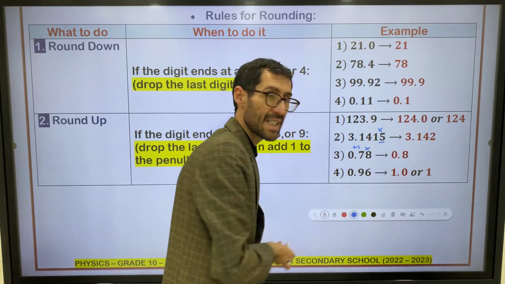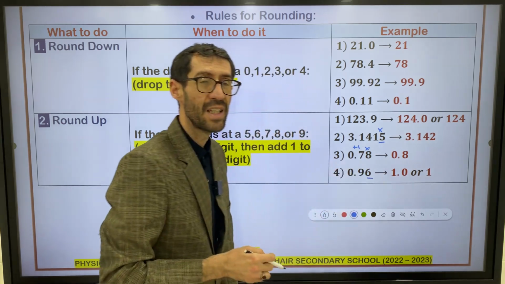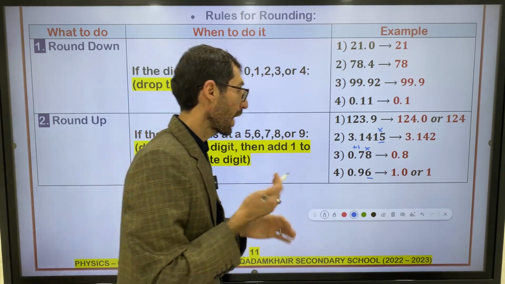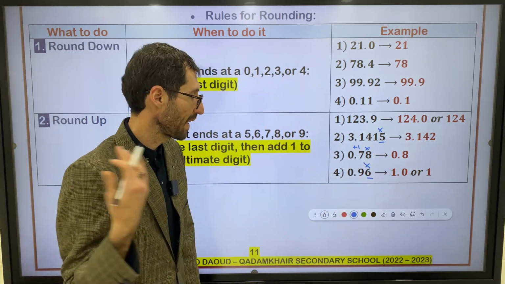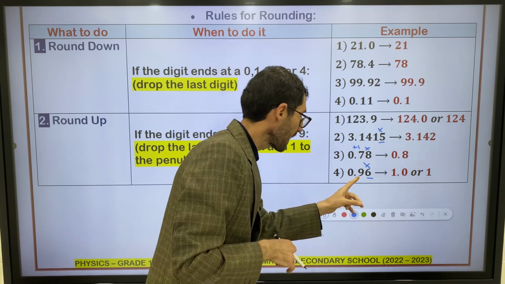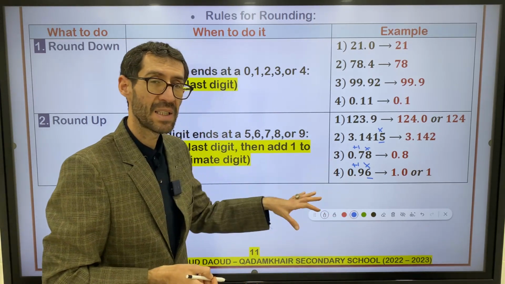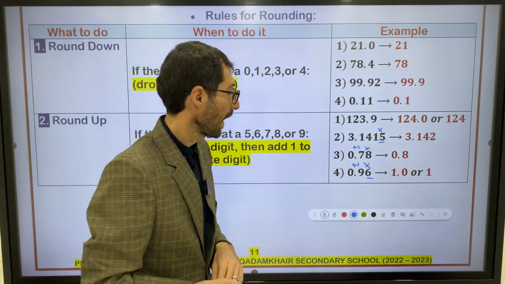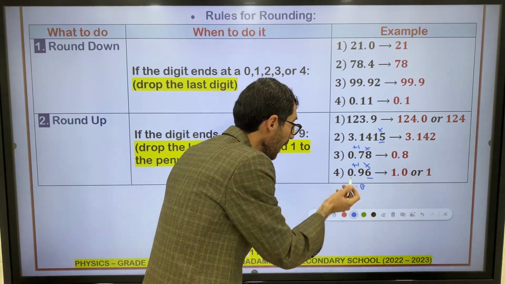We have 0.96, right? This is the last digit. The number ends at 6, so we have round up. You know this information. Just drop the last digit, we eliminate it, we skip it. But here, whenever you add 1 unit to the penultimate digit, the 9, 9 plus 1 becomes 10. In this situation, you have to write 0 here. You have to put the decimal point.